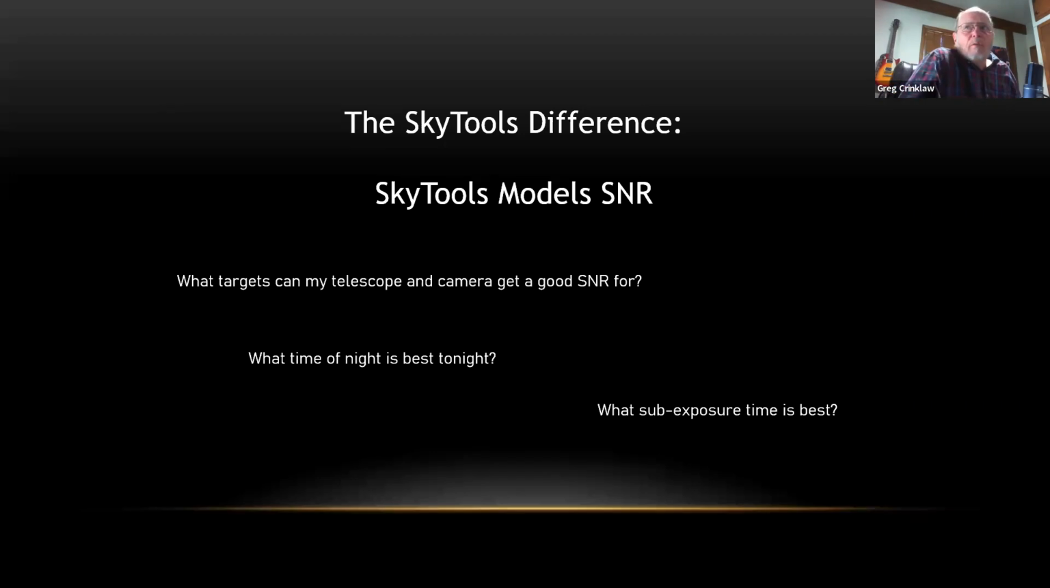So here's where SkyTools really does its thing. It does something that no other commercial software can do. Professional observatories, the big giant ones, use this sort of technique, but I thought I would bring this to the amateur world. So what SkyTools does is model the signal to noise ratio. It has to model all of those things that we've been talking about in order to estimate the signal to noise ratio. So what targets in my telescope and camera are appropriate for a good signal to noise ratio? What time of night is the best? And maybe what sub-exposure times are the best? Those are the 3 main things. If we can calculate the signal to noise ratio for any given time, we can answer those questions.